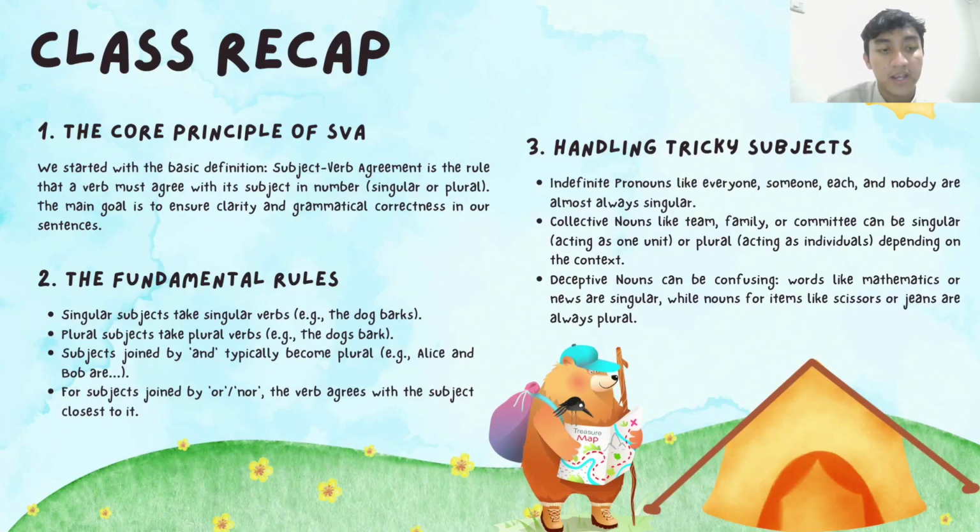The third recap is handling tricky subjects. Indefinite pronouns like everyone, someone, each, and nobody are almost always singular. Collective nouns like team, family, or committee can be singular by acting as one unit, or plural by acting as individuals, depending on the context. And last, deceptive nouns can be confusing because words like mathematics or news are singular, while nouns for items like scissors or jeans are always plural.